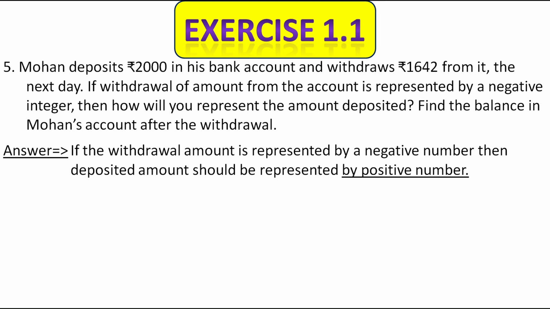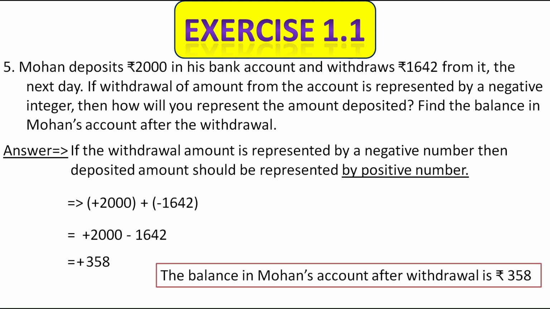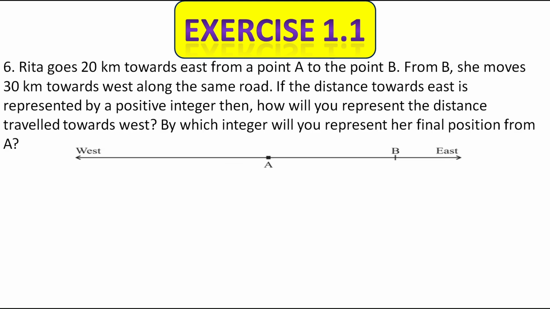As in between we have plus sign, we have to subtract. 2000 minus 1642 gives you the answer as 358, and here the bigger number's sign is plus sign, so we will give plus sign to the answer. So Mohan's account after withdrawal has the balance equal to rupees 358. Now let's move to the next question, that is the 6th one.